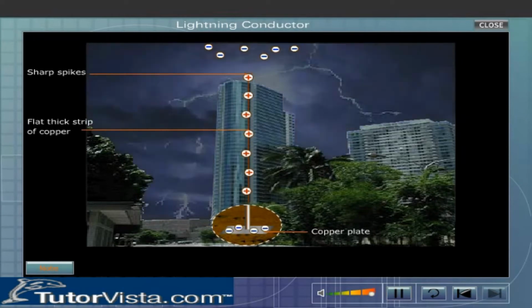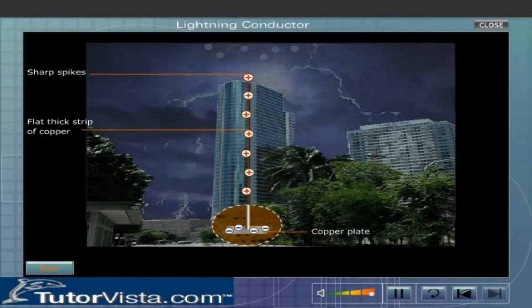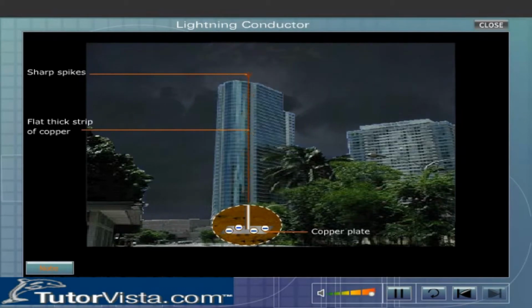The discharging action of pointed ends sets up an electric wind of positive ions, which neutralizes the negative charge on the cloud. This decreases the potential of the cloud and the negative charge on the copper plate is neutralized in the earth. If lightning strikes the conductor, then an electric discharge passes down the copper plate into the earth and thus prevents the high current from passing through the building.